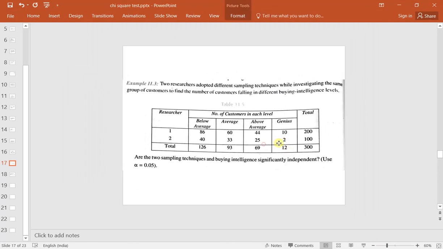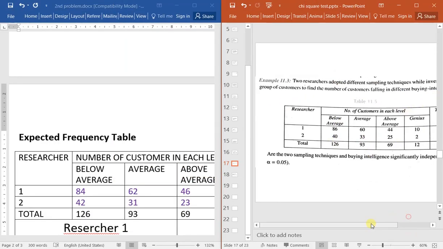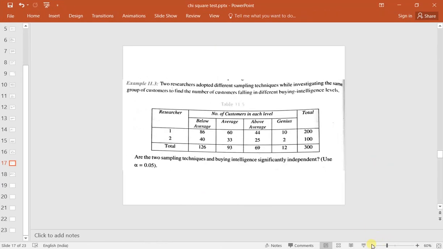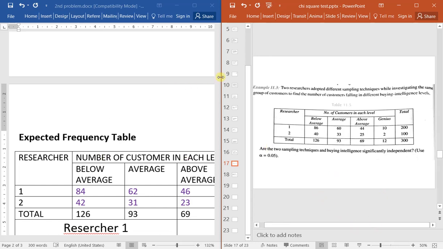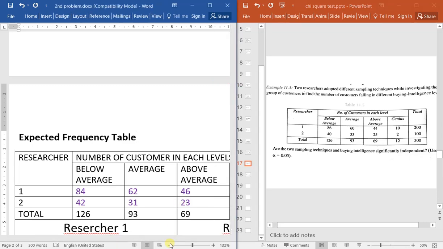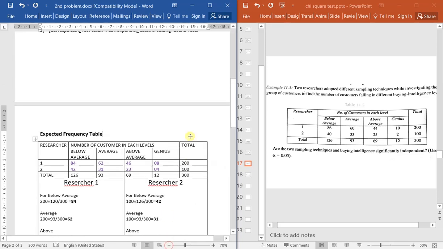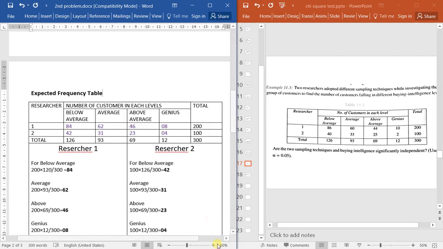I'll just zoom it out. Okay, yes, now it is visible fully. Yeah, so I hope it is visible on your mobile screen.